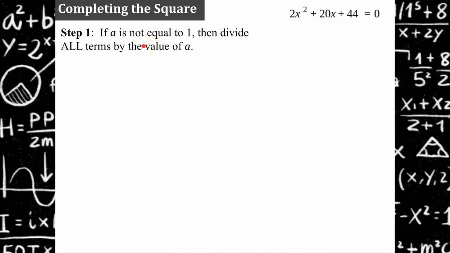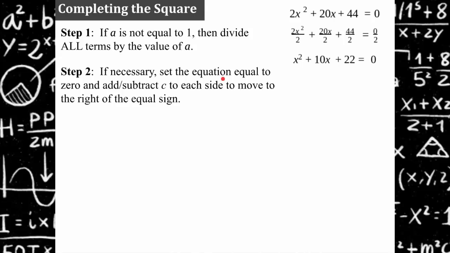So now we're going to add a new step 1. So yesterday or the previous Part A did not include this step. So if A is something other than 1, and here A has a value of 2, you first want to divide all terms by the value of A. So you're going to force this equation to have a coefficient of x squared of 1 before you can begin to complete the square. So here I've divided each term by 2 and simplified. Now we go into the video from prior and everything is the same from here on out.